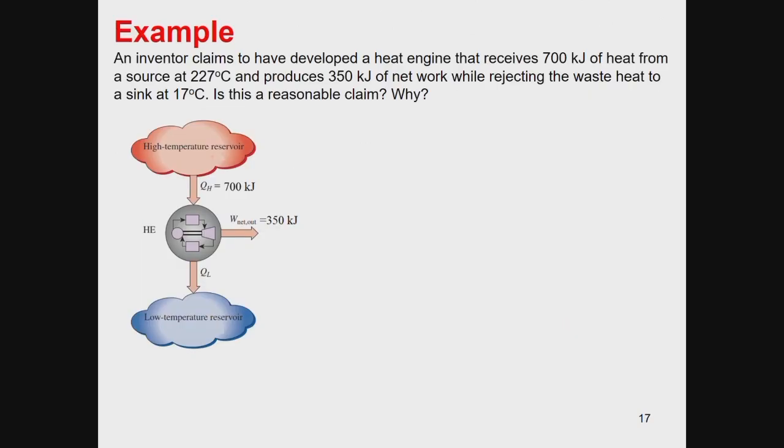So accordingly, this is a nice example. An inventor claims to have developed a heat engine that receives 700 kilojoules of heat from a source at 227 degrees C. He says, I have a source at 227 degrees C, and I can take 700 kilojoules of heat and produce 350 kilojoules of net work. Almost half of that 700 kilojoules is converted to work, while there is a sink at the temperature of 17 degrees C.